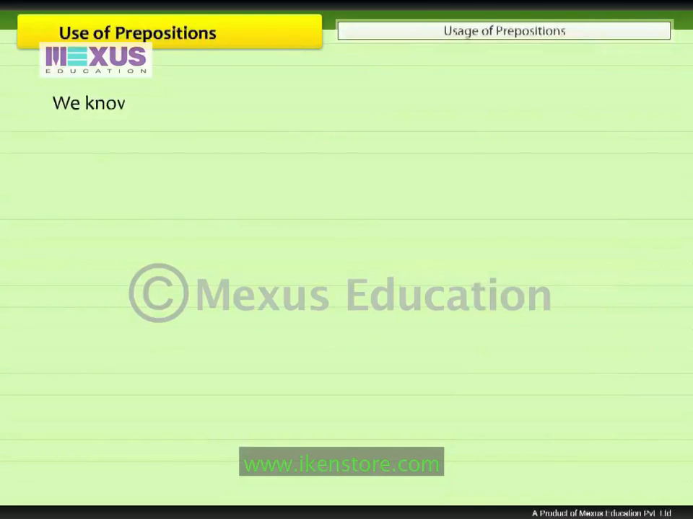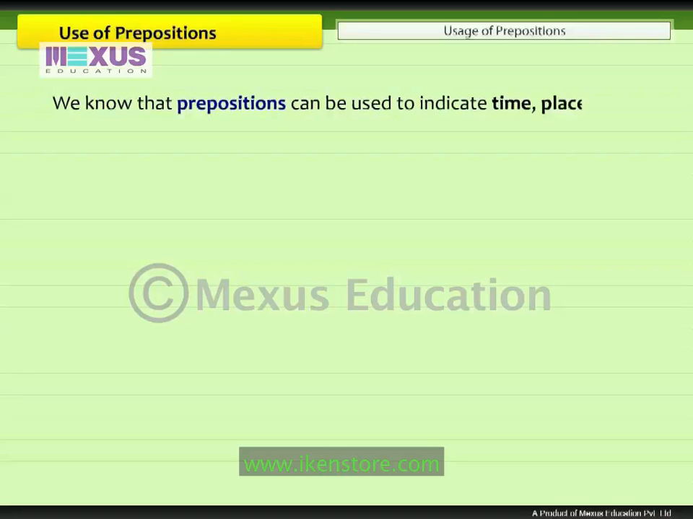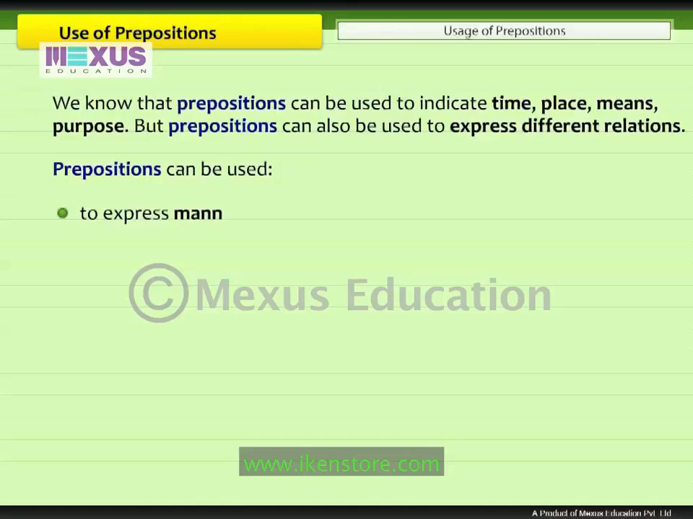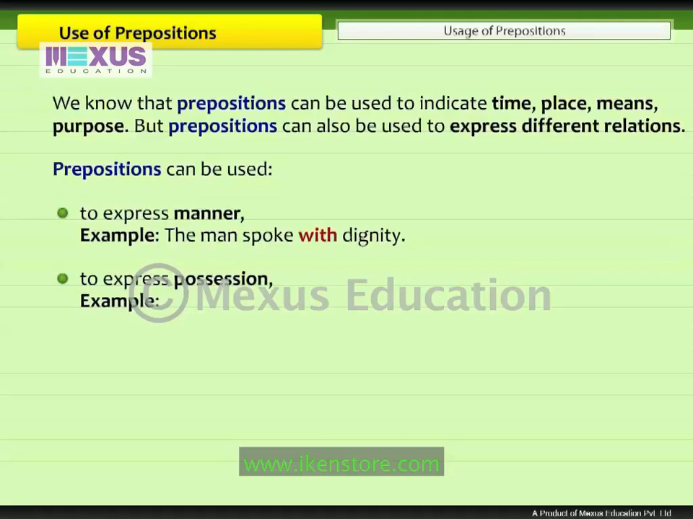We know that prepositions can be used to indicate time, place, means, purpose. But prepositions can also be used to express different relations. Prepositions can be used to express manner. For example, the man spoke with dignity. To express possession. For example, he was a man of means.